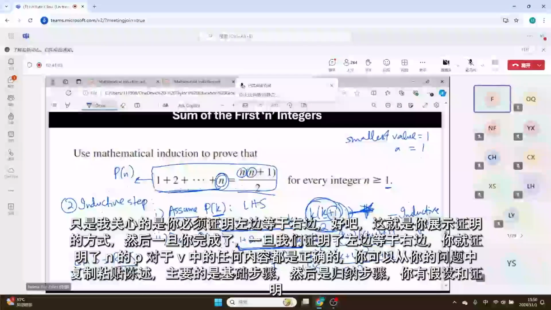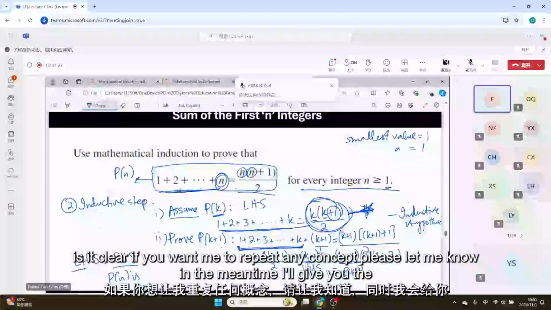And once you have shown that the left hand side is equal to the right hand side, you have shown that P of n is true, and you can just copy paste the statement from your question. The main thing is the basis step and then the inductive step. In that you have assumption and proof. Is it clear? If you want me to repeat any concept, please let me know.